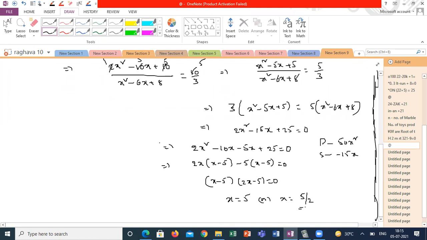The main step is to simplify, converting into a quadratic equation. The given question is not in the standard form of the quadratic equation. So you have to convert it into a quadratic equation and then solve.